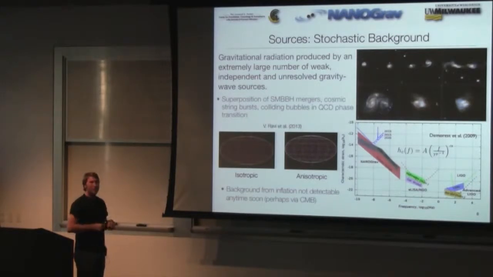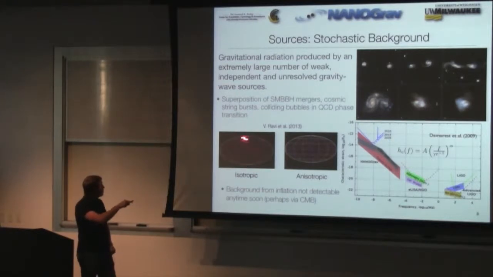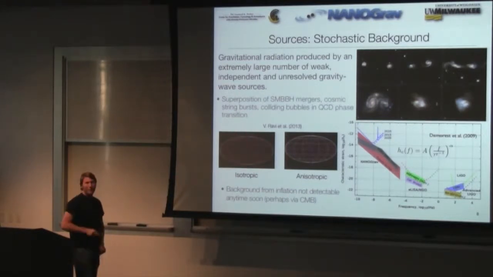So this is a superposition of lots of these supermassive black hole binaries at large redshifts. What these do is they give you a bath of radiation that looks like some sort of correlated noise source. One of the assumptions that we make is that there are so many of these sources and they're distributed isotropically on the sky. So you have a nice isotropic background of radiation.